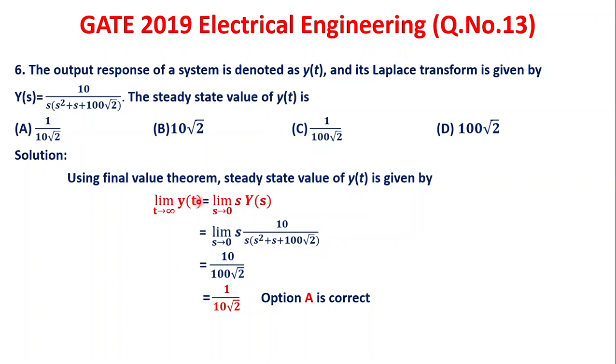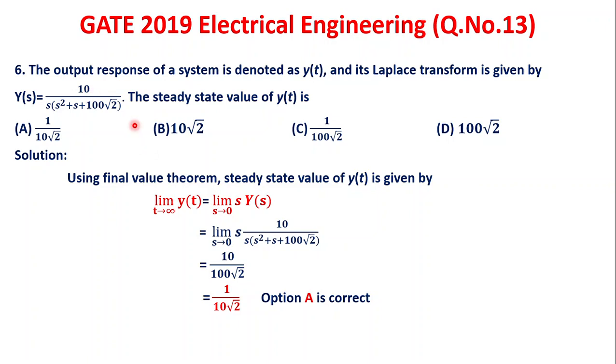What is the final value theorem? Limit t tends to infinity y of t equals limit s tends to 0 s times Y of s. That means the time domain output is related to the s domain output using the final value theorem. So the final value is substituted in the time domain, and the initial value is substituted in the s domain. That's all. Limit t tends to infinity f of t is limit s tends to 0 s times F of s. You have studied this in Laplace transformation, same thing.